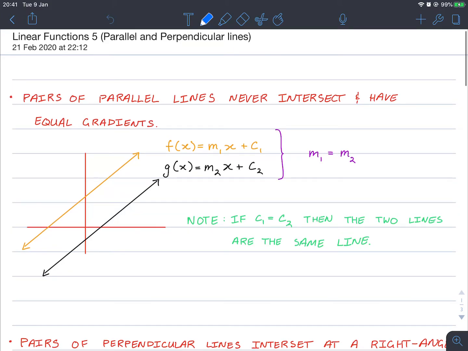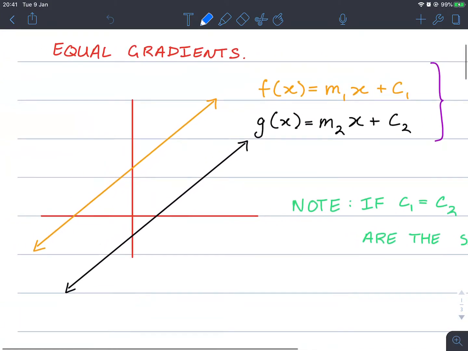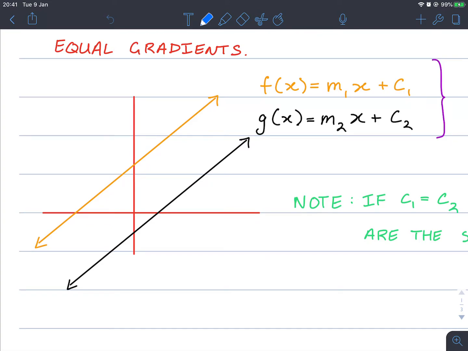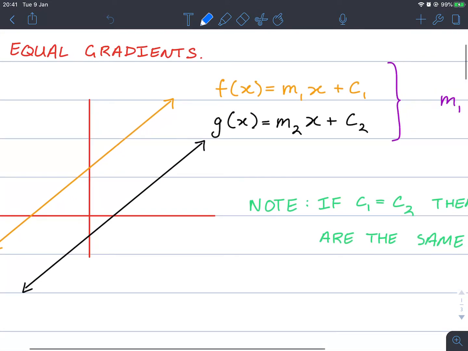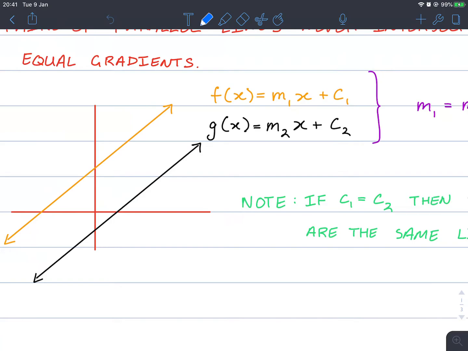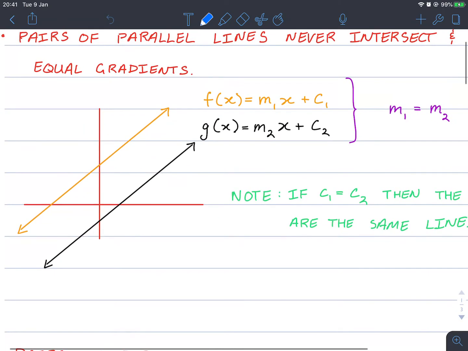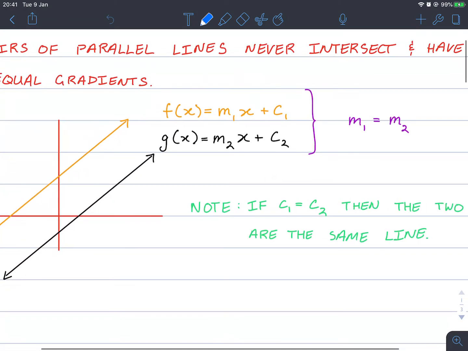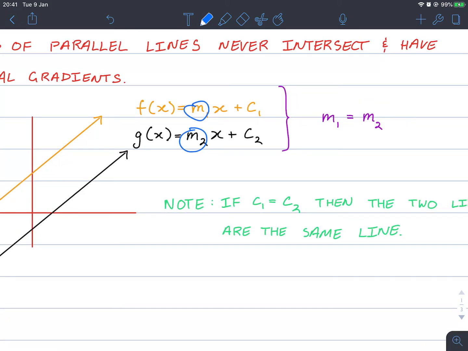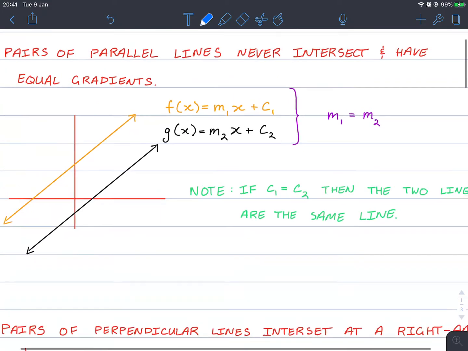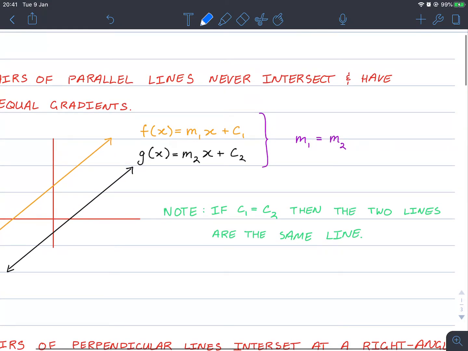So I've shown a quick diagram here. Here we have a plane with the function f and the function g. They're both linear functions, m1x plus c1 and m2x plus c2. In this case the gradients m1 and m2 must be equal for them to be parallel. However, just take note, if c1 equals c2, then the two lines are actually the same.